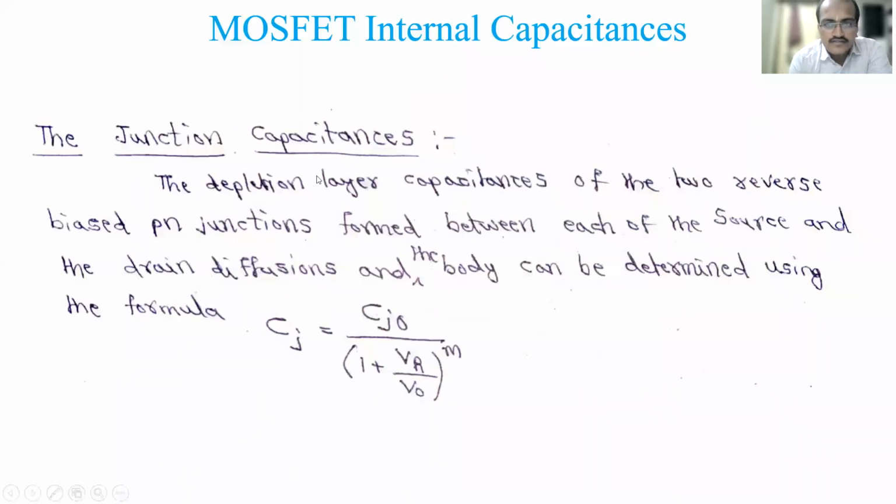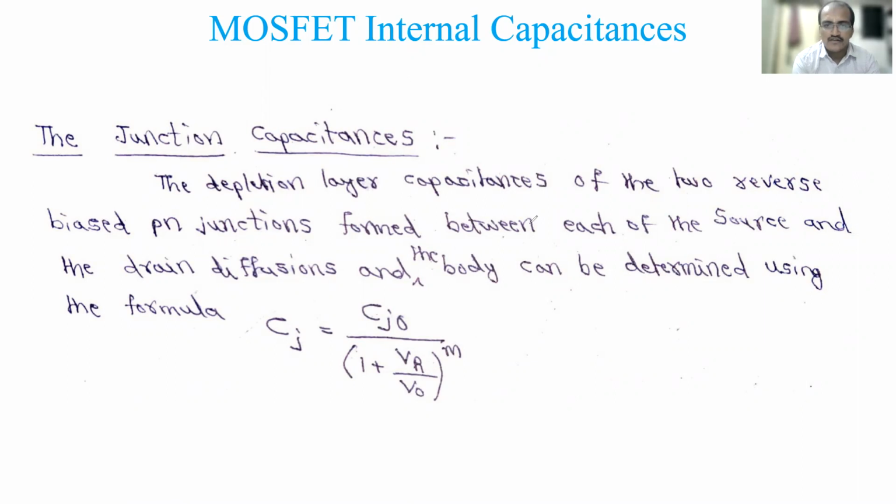Okay, next, the second type of capacitances we consider is junction capacitances. This is nothing but the reverse biased PN junctions. In the diode aspect, when you are learning electronic devices or basic electronics, you may have heard about reverse biased PN junctions, but maybe you have not considered the capacitance aspect.